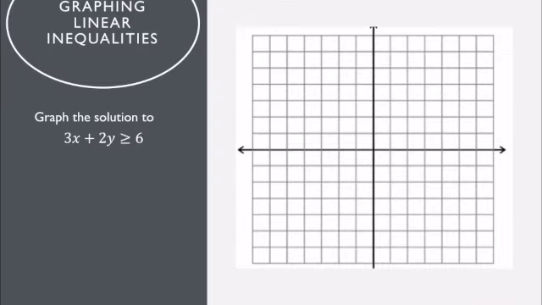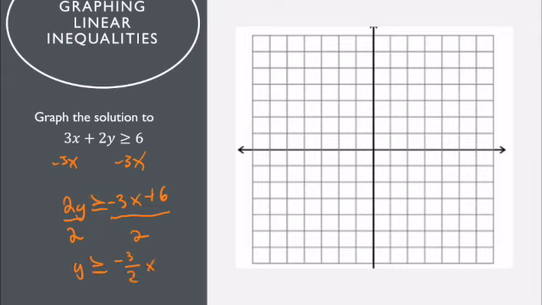So why don't we graph the solution to 3x plus 2y is greater than or equal to 6. First things first, we got to isolate our y. So now I have my slope, I have my y-intercept. It's important to remember that this slope is negative, so my graph's going to look like it's going downhill.